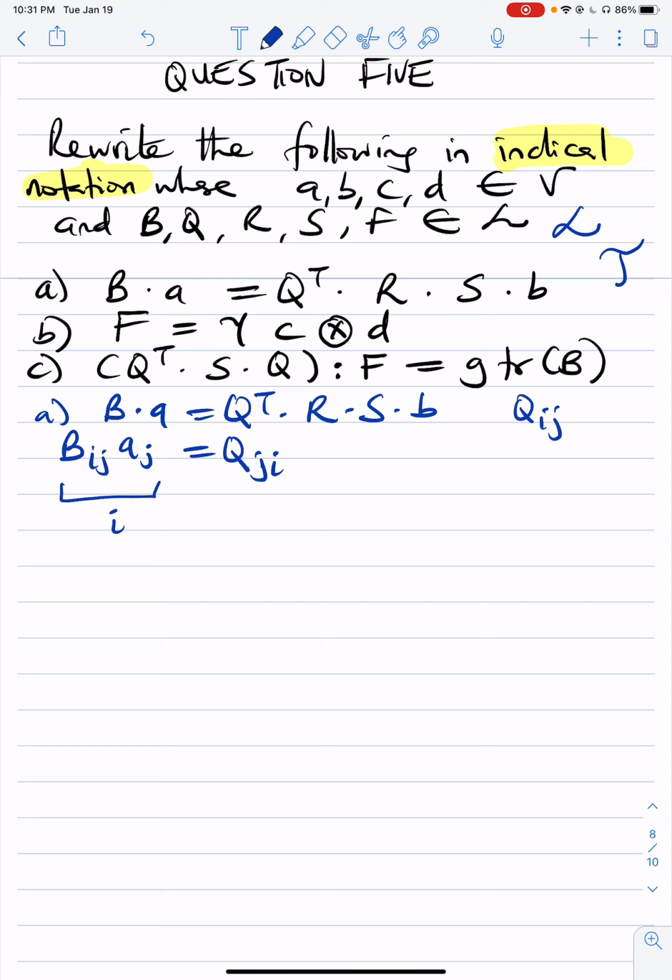So QIJ, because we're transposing, becomes QGI. Now R should be compatible to multiply this, so it should be JL, right? Because if Q is QIJ, this should be RGL. These J's should cancel. Notice these inner places should always match. Then S should be what? LK, right? Because we have an L here, so the L cancels this.